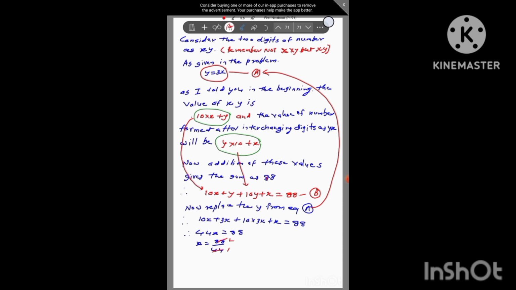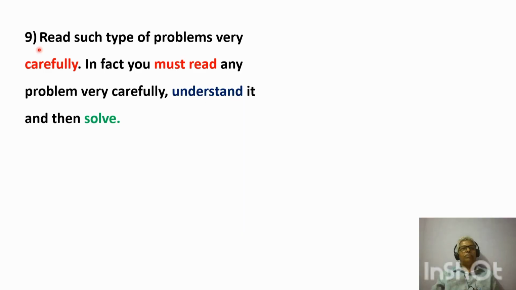So one digit is 2, another digit is 6. Try with the interchanged digits, and you will get the answer. Now the numbers are 26 or 62. Read such types of problems very carefully. In fact, you must read any problem very carefully, understand it, and then solve.